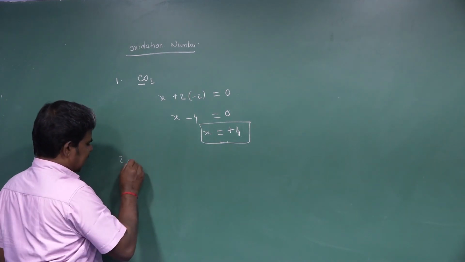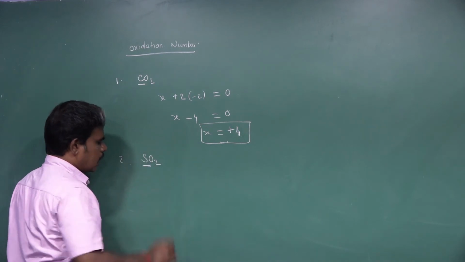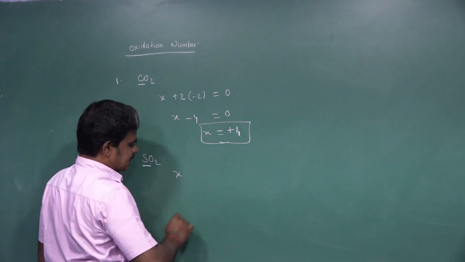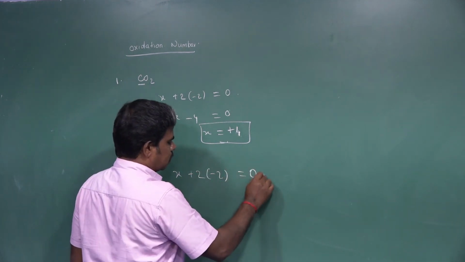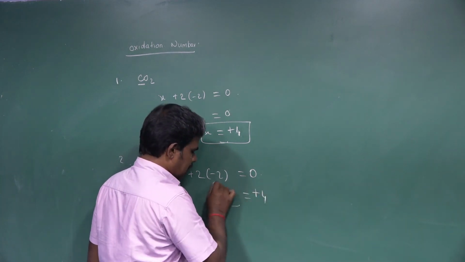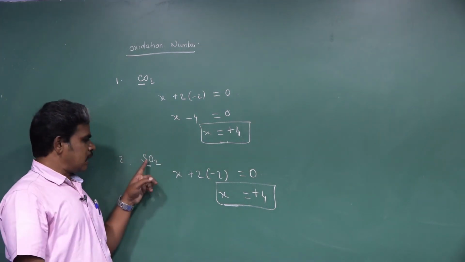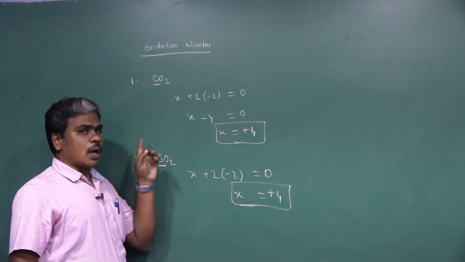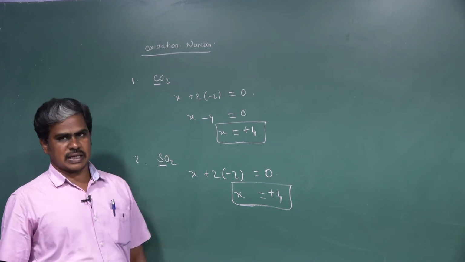And we are taking the second example, sulfur dioxide. We want to find out the oxidation state of sulfur. So here it is X plus 2 into -2, which is equal to 0. So X is equal to +4. So the oxidation state of sulfur in sulfur dioxide is +4. So what is the meaning of it? Sulfur loses 4 electrons while forming sulfur dioxide gas.